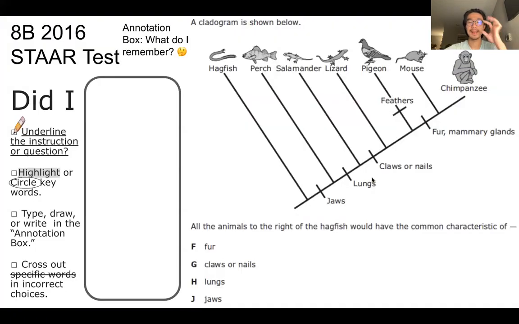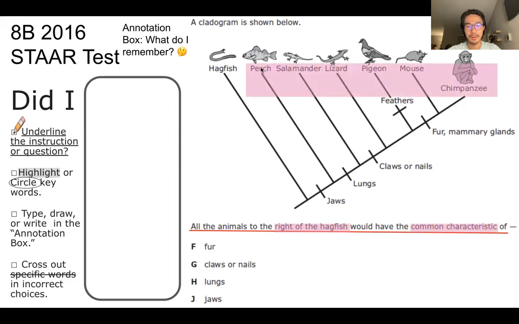Let's practice. Let's underline the question. All the animals to the right of the hagfish would have the common characteristic of what? So hagfish is over here. Everything to the right is over here. Let's go ahead and make sure we're looking at the right place. So this is what we're looking at. Perch all the way to chimpanzee, to the right of hagfish.